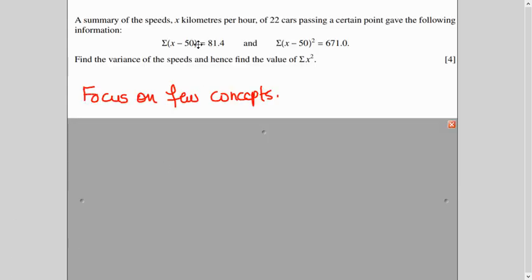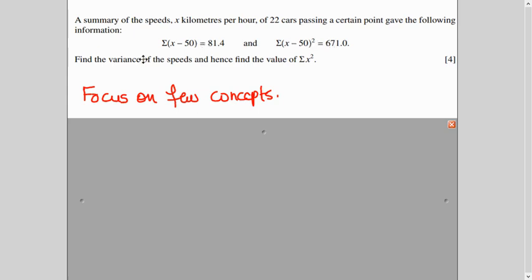Now in this question, the raw, original data is not given to you, rather it is given in the combined form. So sigma (x minus 50) equals 81.4. X is representing the speed of the car, and 22 cars were considered in the summary. So there were 22 speeds, and from each speed 50 was subtracted, and then it was summed. So 81.4 is the sum of those numbers. Here, from each speed, 50 was subtracted, and then the number was squared, and then it was summed.